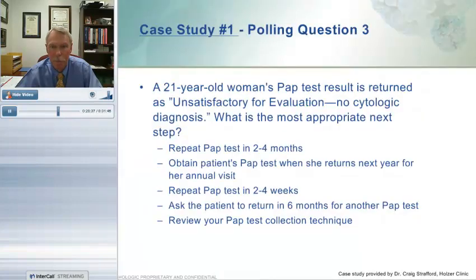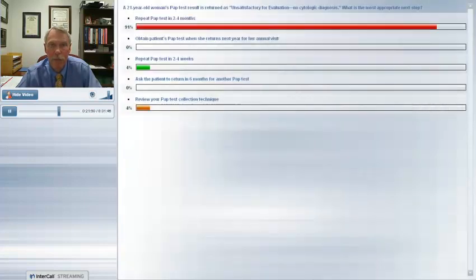Case studies. We have a few case studies to illustrate some points that we've been trying to make. The first case study is that of a 21-year-old woman. Her Pap test is returned as unsatisfactory for evaluation, no cytologic diagnosis. What is the next most appropriate step to take?